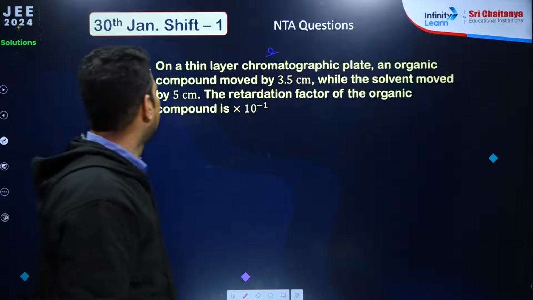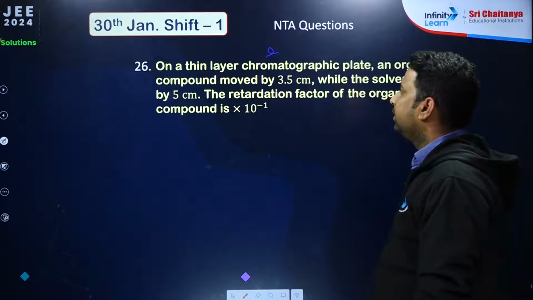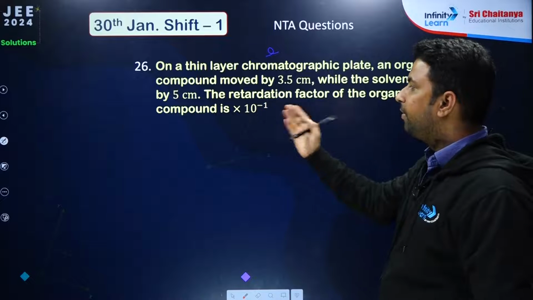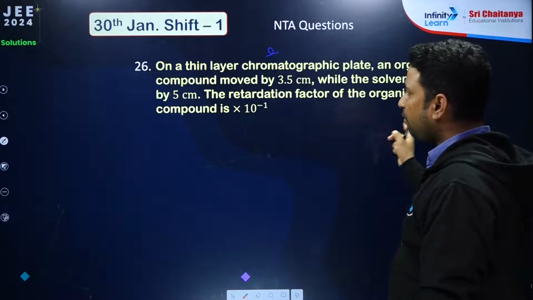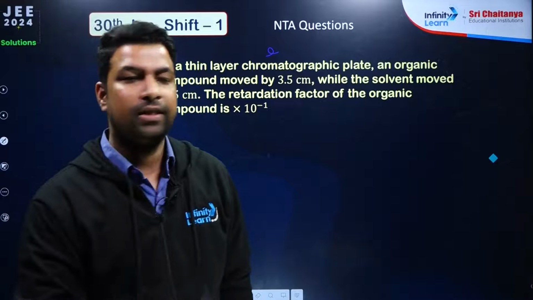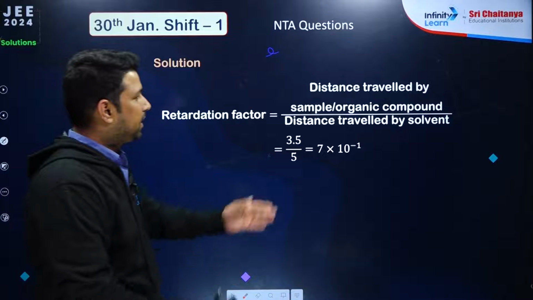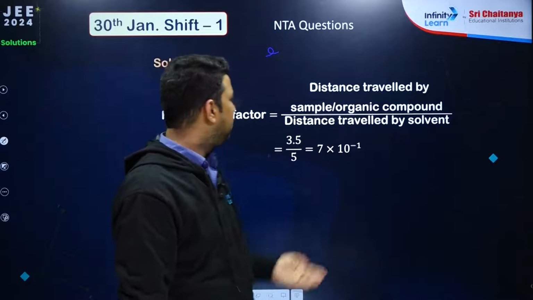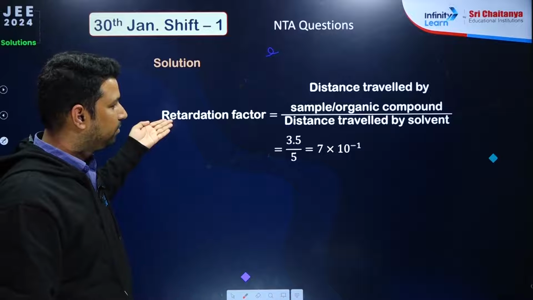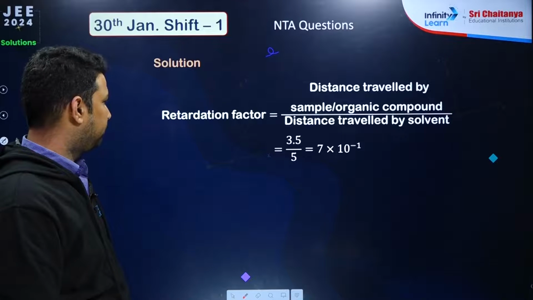Question number 26. On thin layer chromatographic plate, an organic compound moved by 3.5 centimeter while the solvent moved by 5 centimeter. The retardation factor of organic compound is 10 to the power minus 1. This formula was given in NCERT and you just have to put the value. Answer will be 7. Direct. Distance travelled by the sample or organic compound divided by distance travelled by solvent equals retardation factor. Just solve them, you will get 7 into 10 to the power minus 1.